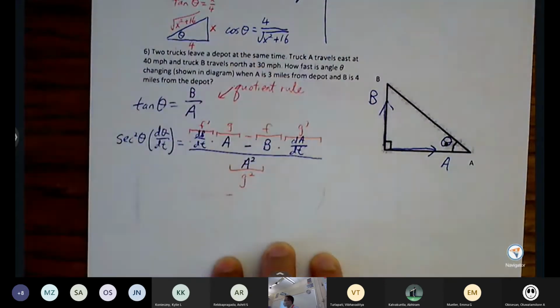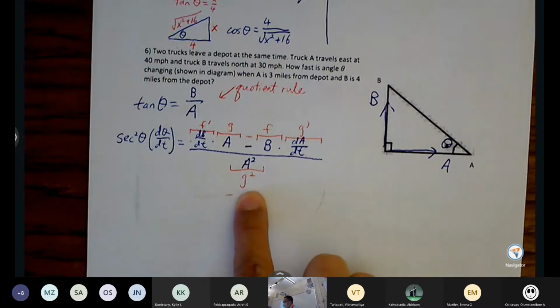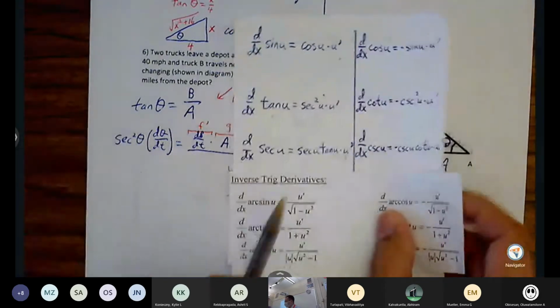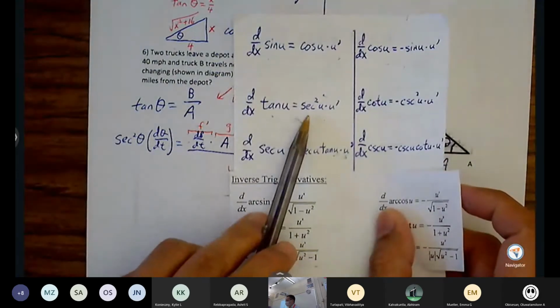Yeah, I have a question. Why is it secant squared? I'm sorry? In front. Right. Oh, okay. Why is it secant squared? We're just following the rule here. Oh, okay. Yeah.